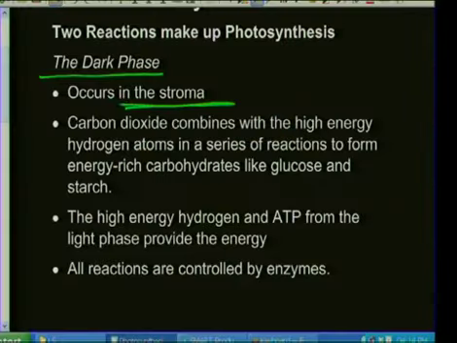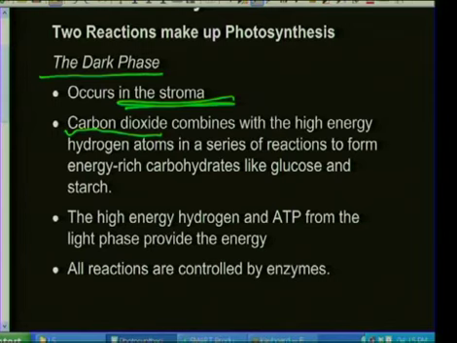Now what happens in the dark phase? Where does this dark phase take place? It takes place in the stroma, in that liquid part that we spoke about earlier. What happens here? Carbon dioxide from the atmosphere diffused in through the stoma, the opening, and then went into the mesophyll cells, and from the mesophyll cells finally into the stroma of the chloroplast organelle.